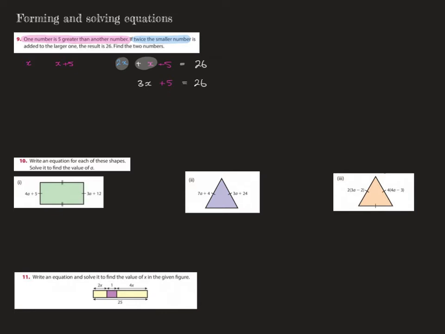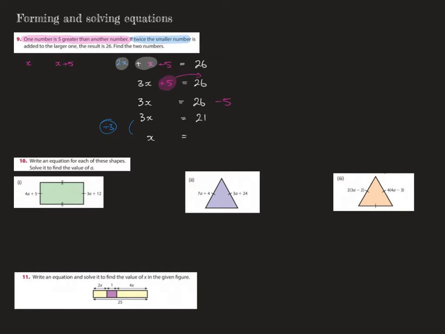Okay. Now, in order to solve this, we need to get all the x's to one side and all the numbers to the other. So I'm going to take this here and I'm going to bring it across the equal sign. So it's going to change its value. So 3x is going to be equal to 26 minus 5. So 3x is going to be equal to 21. I want to find out what 1x is equal to. So in order to find out what 1x is equal to, I divide both sides by 3.